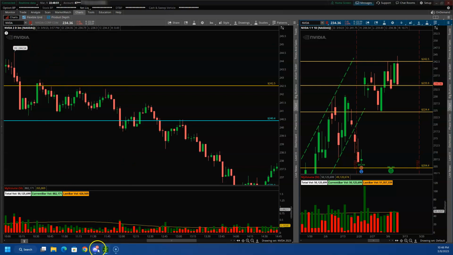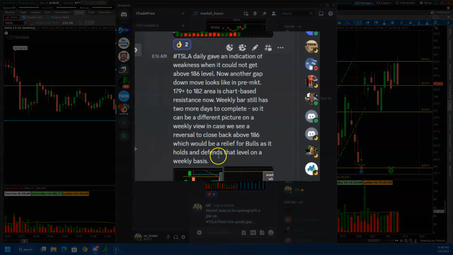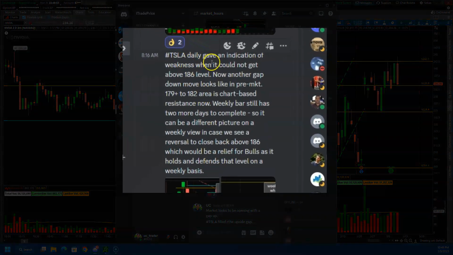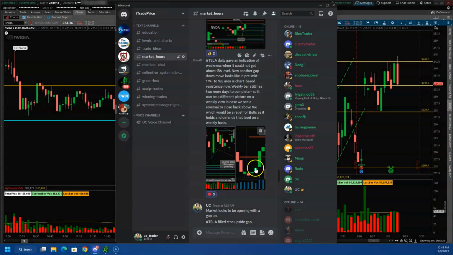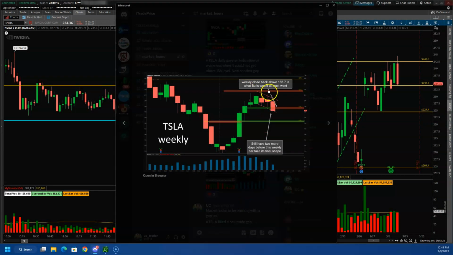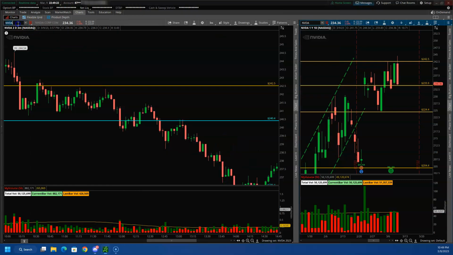Now let's look at Tesla, because that's the name I personally trade a lot, and I know a lot of people here on the platform do too. Tesla gave an indication of weakness when it could not get above the 186 level on Wednesday's session. Now there's another gap down, and 179 to 182 is support. That's what I mentioned over there. This is how it looked in the weekly. So below 186, 179, it was bearish.